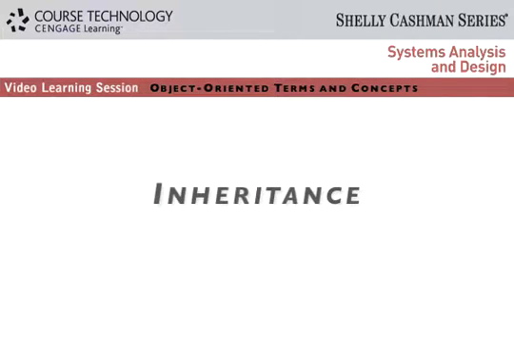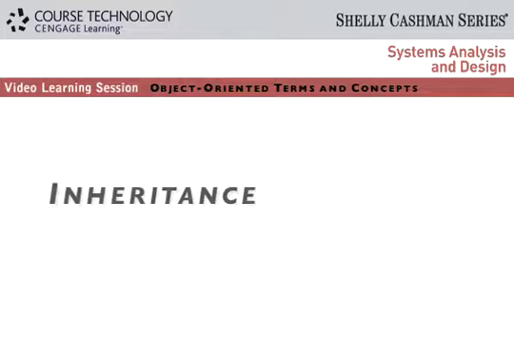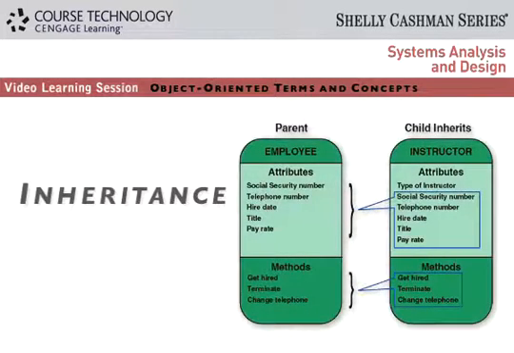Once you understand classes, the concept of inheritance makes sense. Inheritance means that a child object gets one or more attributes and methods from another object called a parent. A child object also can have other attributes and methods of its own. For example, consider the employee and instructor. Notice that the instructor object inherits 5 attributes and 3 methods from the employee object, but has an additional attribute of its own.